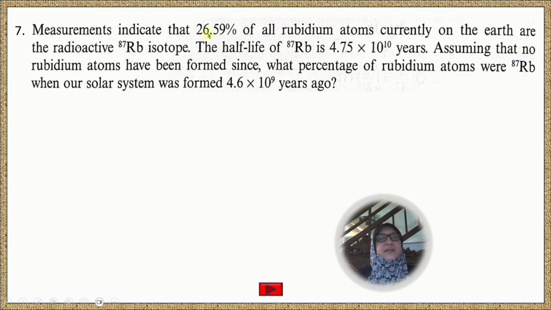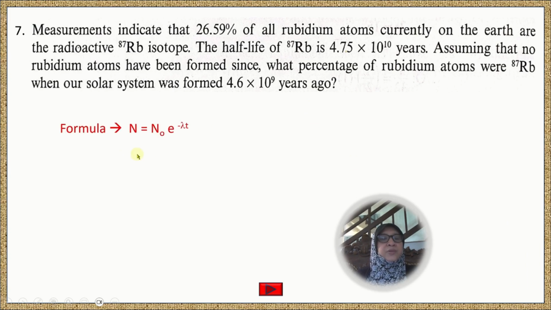Measurements indicate that 26.59% of all rubidium atoms currently on the Earth are the radioactive rubidium-87 isotope. The half-life of rubidium-87 is 4.75 times 10 to the power of 10 years. Assuming that no rubidium atoms have been formed since, what percentage of rubidium atoms were rubidium-87 when our solar system was formed 4.6 times 10 to the power of 9 years ago?